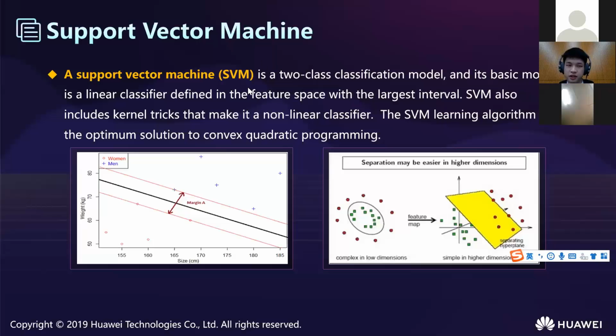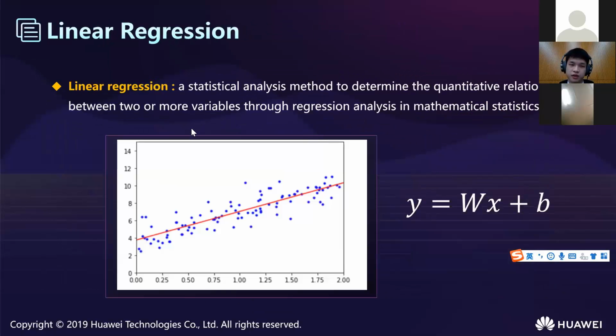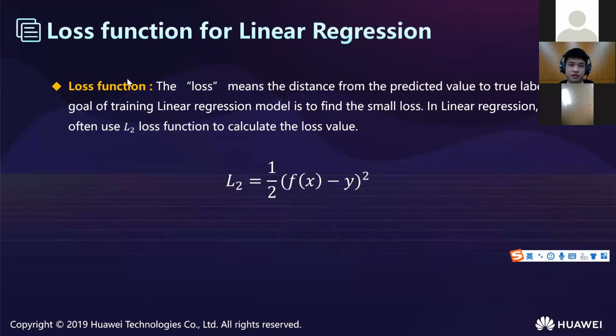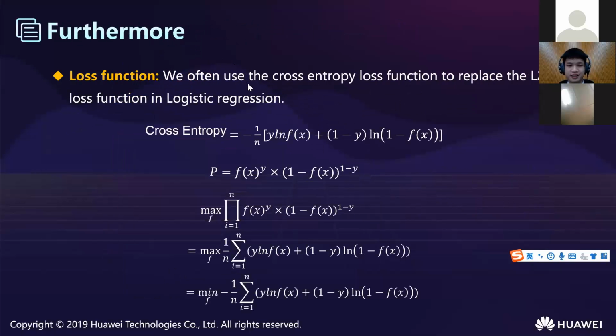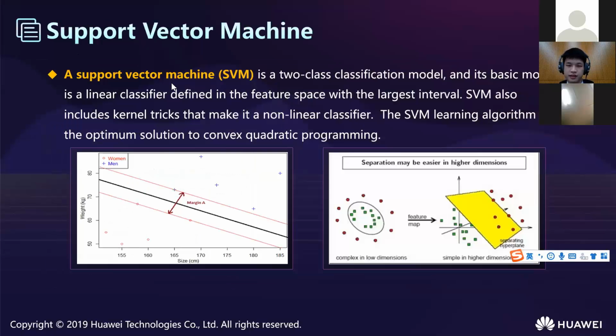Other machine learning models, and then we were going to talk about deep learning. So yesterday we talked about the linear regression model, the logistic regression model, and then the decision tree. And today we start to talk about the SVM, the support vector machine.